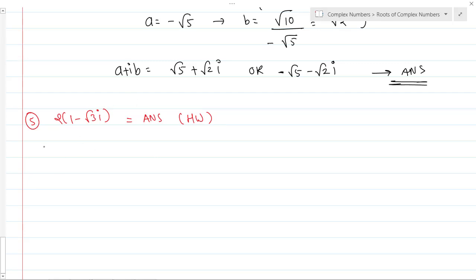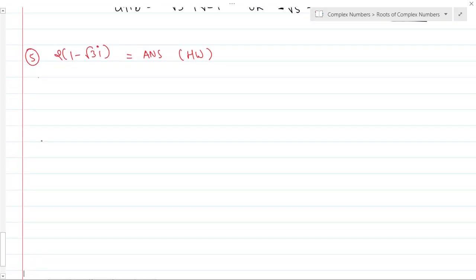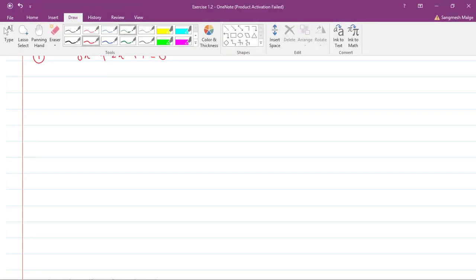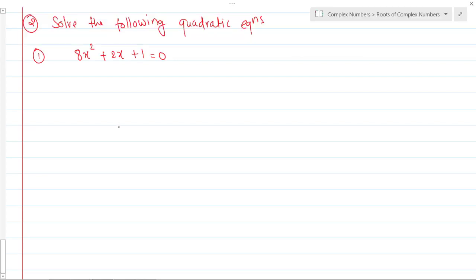Now let's start the second section of this exercise. Let me write: solve the following quadratic equations. Okay, so the first question is 8x square plus 2x plus 1 equals 0. This is the given quadratic equation, and they are expecting the roots of this equation.